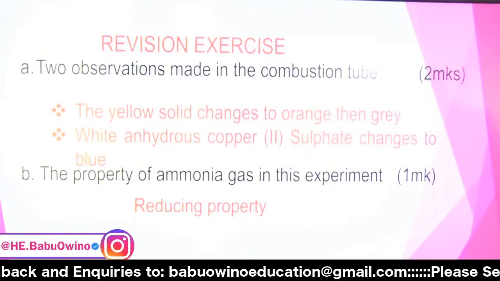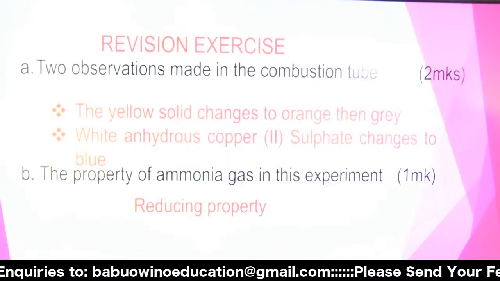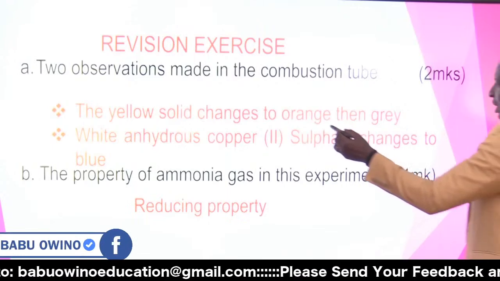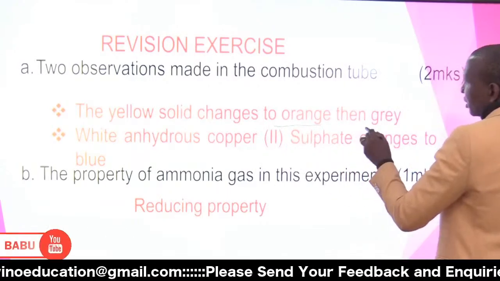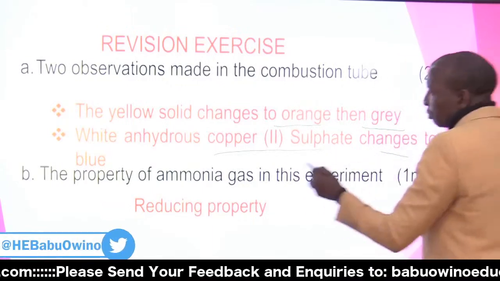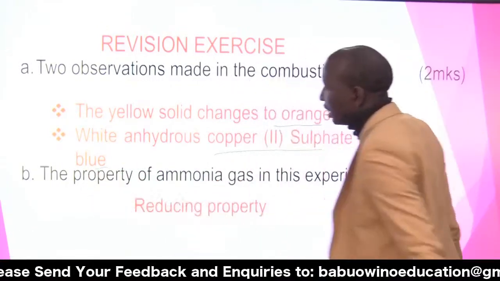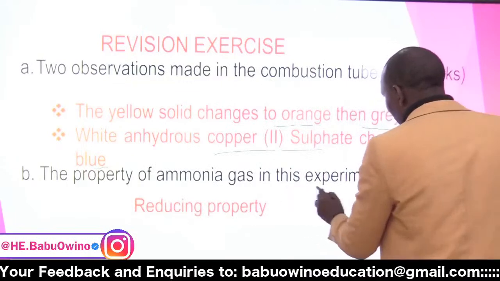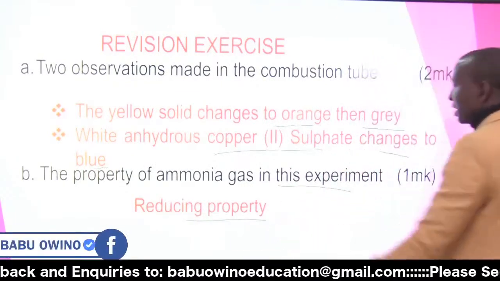So the answers are there. The yellow solid changes to orange, then gray. The white anhydrous copper 2 sulfate changes to blue. And the property of ammonia being shown in this experiment is that it is a reducing agent, rather the reducing property.